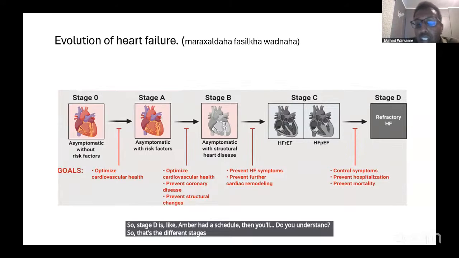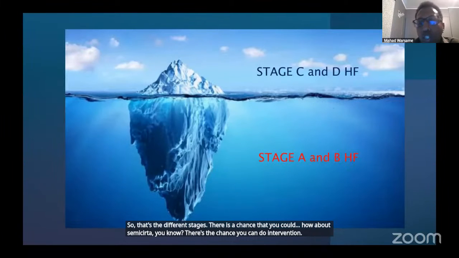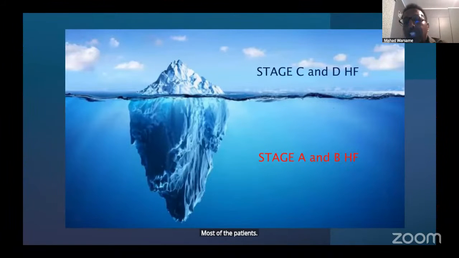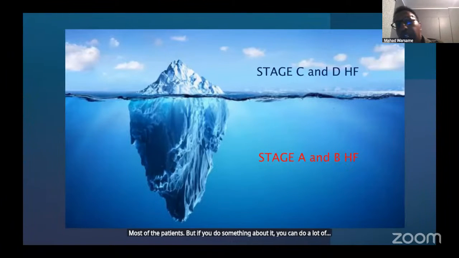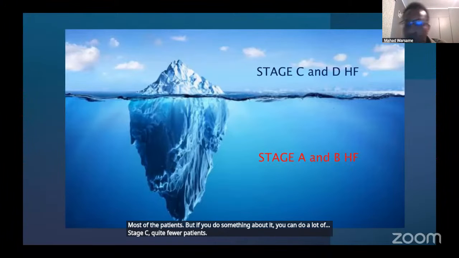So there is a chance that you can do an intervention. Most of the patients are in stage A and stage B. And luckily, most of the patients are. But if you do something about it, you will have quite fewer patients in stage C. So you can do some sort of intervention.